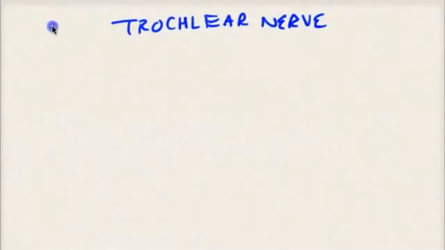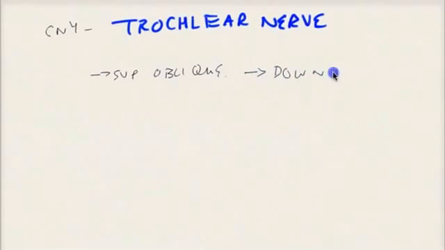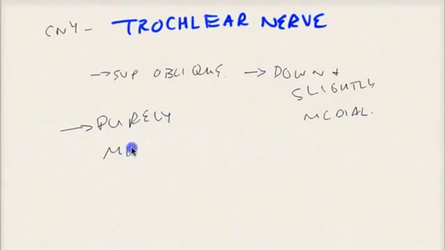The trochlear nerve, also known as cranial nerve 4, is fairly simple to master. It innervates the superior oblique muscle of the eye, and the superior oblique muscle is going to be responsible for moving the eye down and slightly medial. Now, cranial nerve 4 is also purely motor.